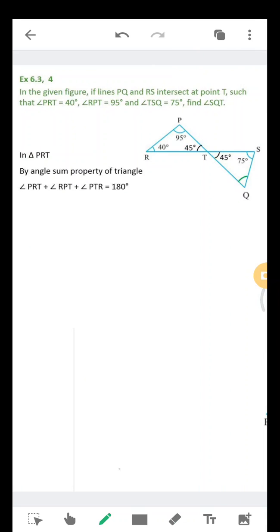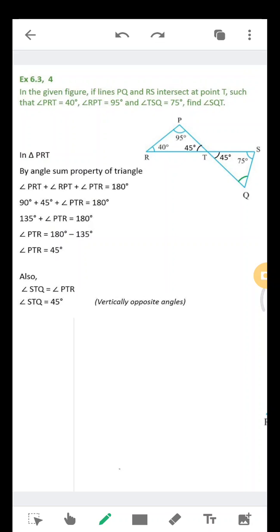Here you can see these two angles are given to us, 40 and 95. So using these two angles we can find the third angle of a triangle by using the angle sum property, and I got it as 45. Let's see how it came as 45 degrees. For that I am using the angle sum property. You can see PRT that is 40 degrees, this angle, then RPT, this angle, then PTR, this angle. These three angles add up to 180, because we know the theorem that the sum of the angles of a triangle is 180 degrees.